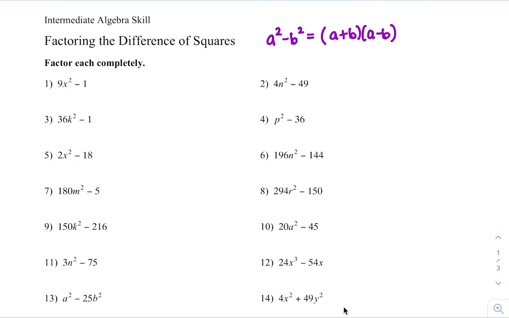Hey guys, so here's your homework: factoring the difference of squares, which is numbers 1 through 10. Okay, so for question 1.